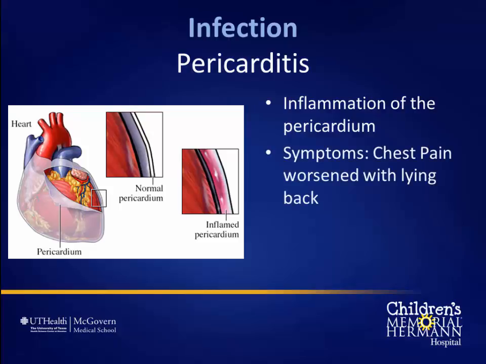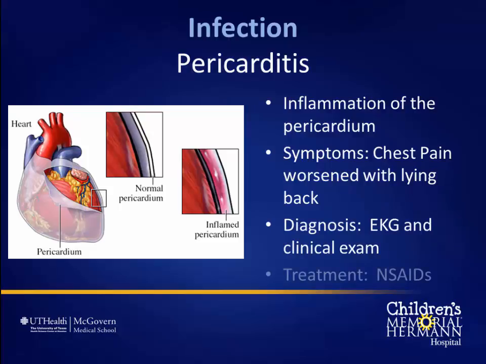Symptoms include chest pain that's worsened when lying back and better when you lean forward, and there are specific heart sounds that are consistent with pericarditis, and most of the time treatment is supportive. Diagnosis is through the clinical exam and EKG, and you can give NSAIDs like ibuprofen to support the treatment, and generally it goes away by itself.